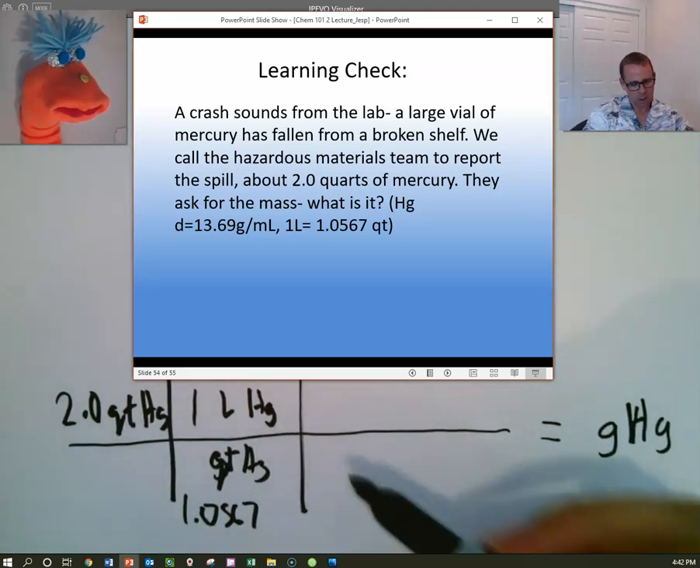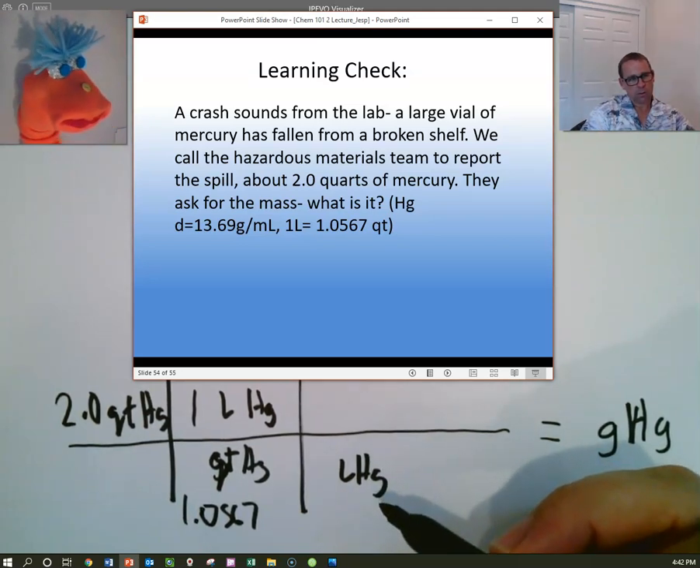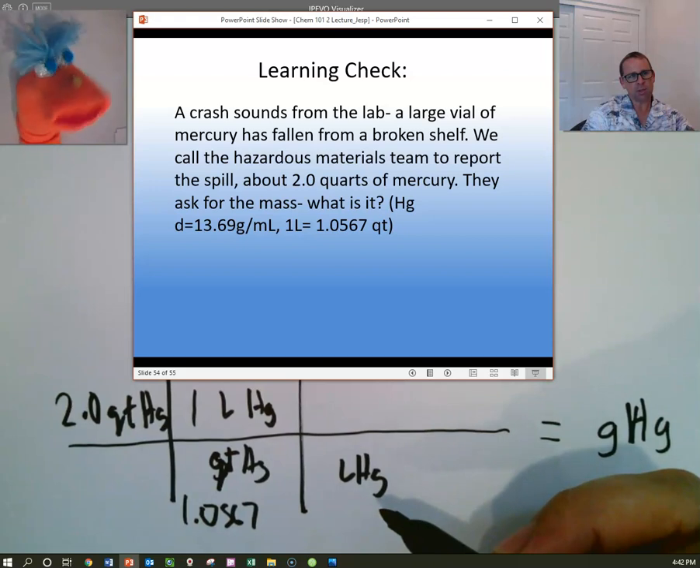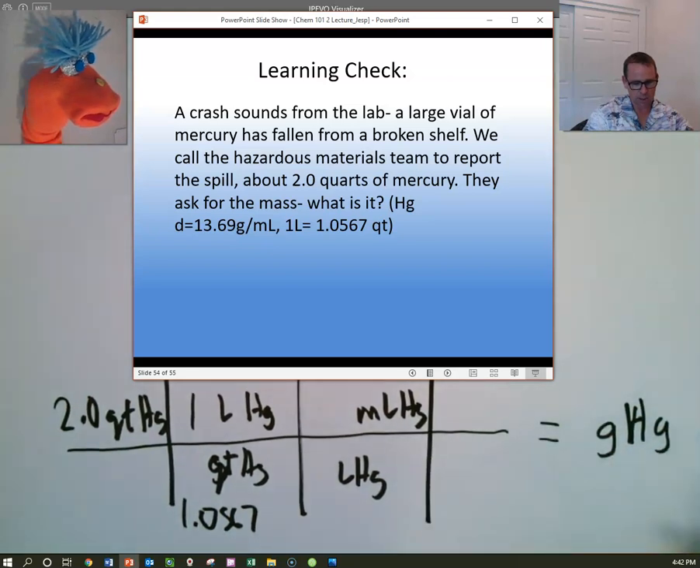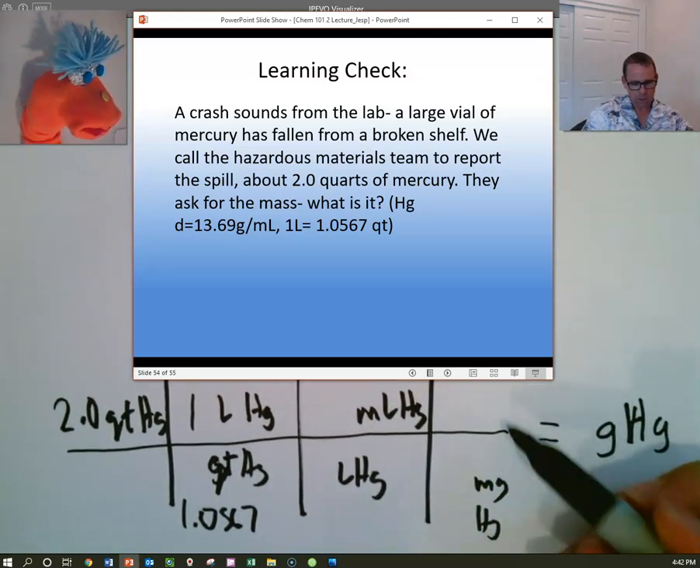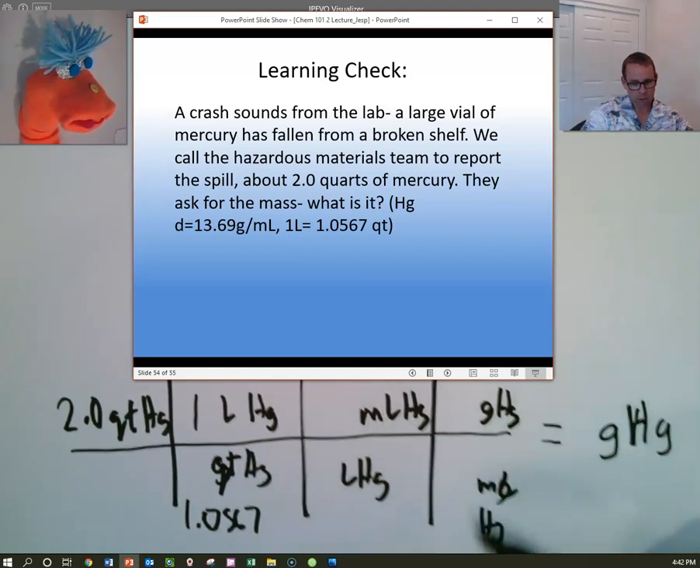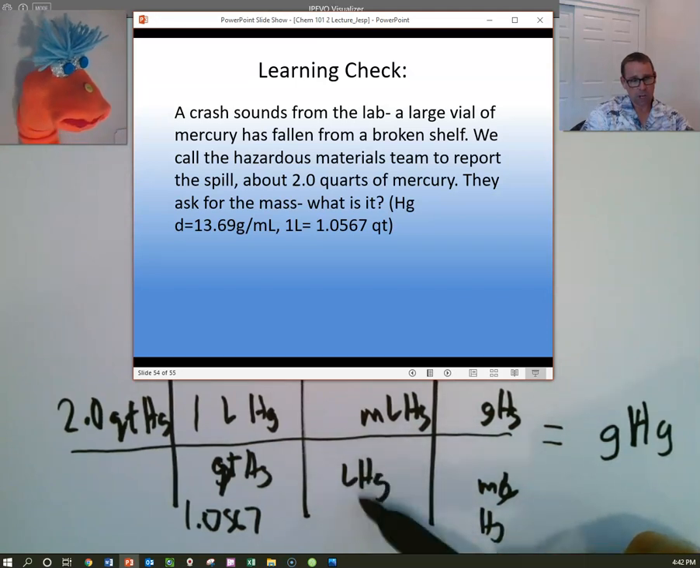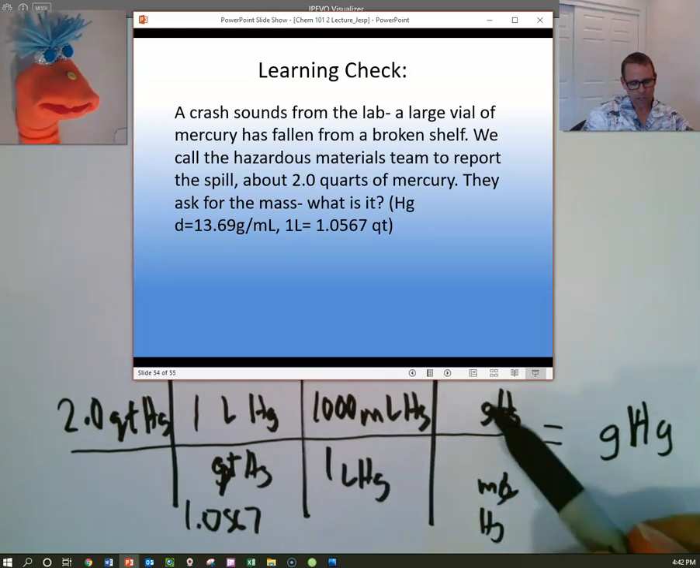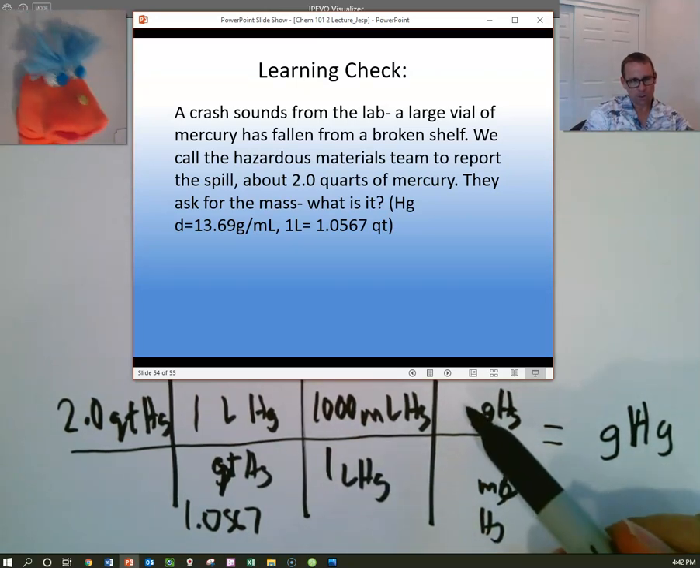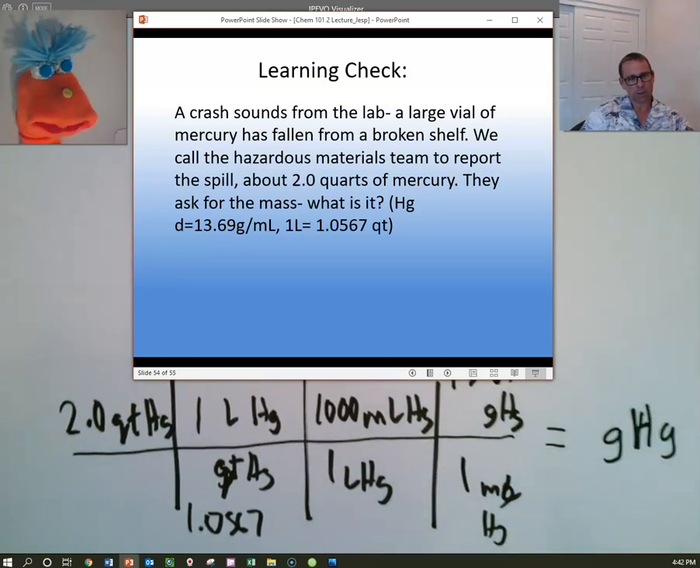Very good. Now I go from what? Liters of mercury to what? Well, the density is given in milliliters, so why don't you go to milliliters of mercury? Okay, very good. So we're going to be using the density later on here, milliliters of mercury to grams of mercury, and that's where we want to be. So we went to milliliters of mercury. How many milliliters? 1,000 milliliters for every liter. Very good. Now, how many grams per milliliter? It's 13.69, it says. 13.69 grams for every milliliter of mercury.